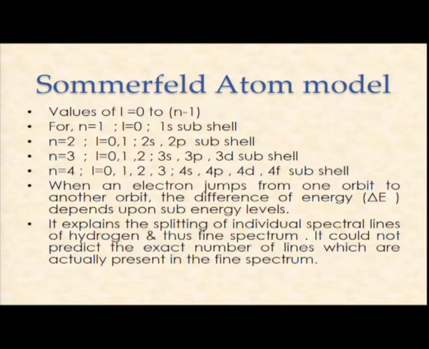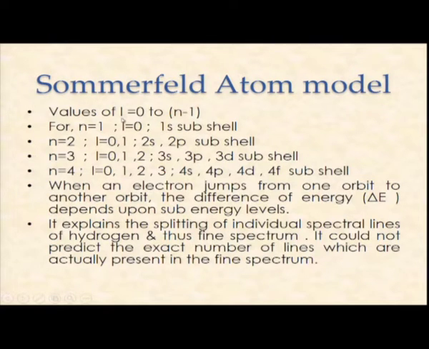Here the 2 denotes that the principal quantum number is 2. For n equal to 3, L can have values 0, 1, 2. For 0 the subshell name is 3s, for 1 it is 3p, and for 2 it is the 3d subshell. For n equal to 4, L can have values 0, 1, 2, 3. So 4 values are possible for L when n is equal to 4.